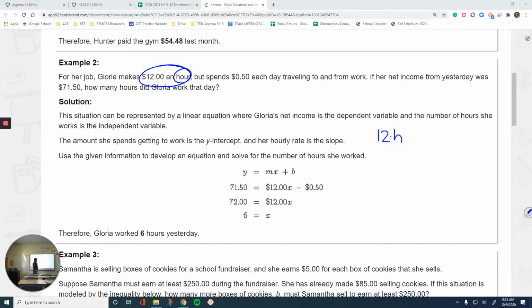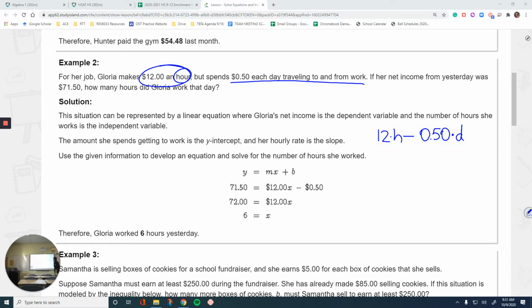But spends 50 cents each day traveling to and from work. 50 cents each day. So on top of this, oh no. So she earns this, and then she's gonna spend, which means subtract, because this is the money that she gets, and then she's gonna spend 50 cents each day. So that's 0.50 times each day. I don't know how many days.